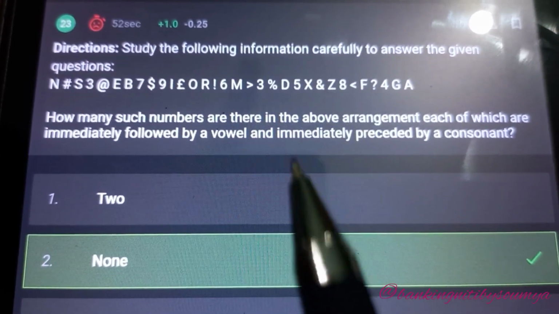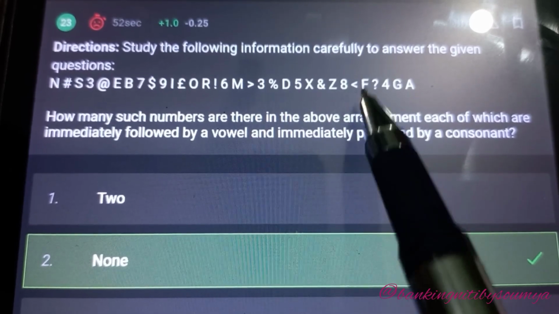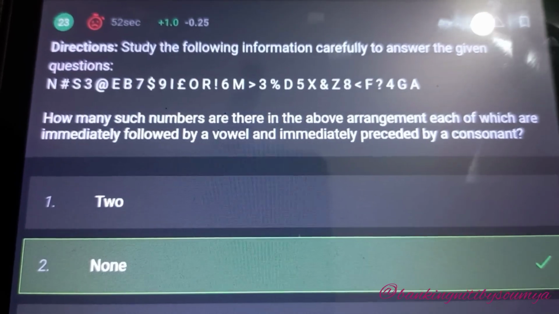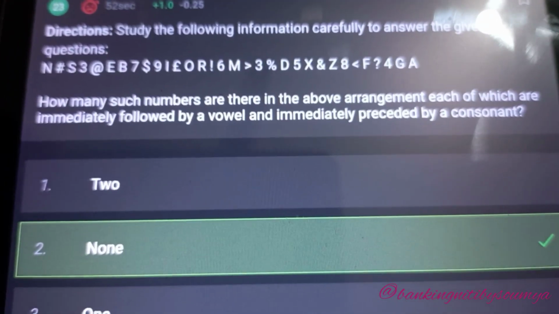8 is preceded by a consonant but not followed by a vowel. 4 is preceded by a symbol, so no pair is present in this question.